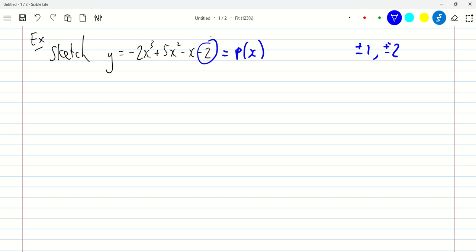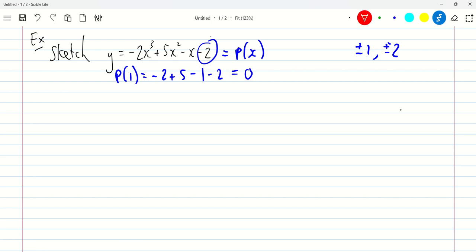All right, so here we go. I'm just trying to find zeros here. So let me try to find P(1). That's equal to negative 2 plus 5 minus 1 minus 2. So that's negative 2 plus 5 is 3, 3 minus 1, and I've hit it straight off the bat, that's equal to 0.